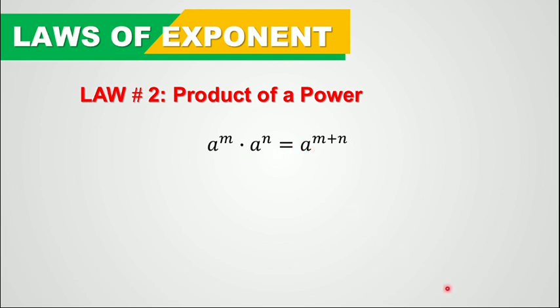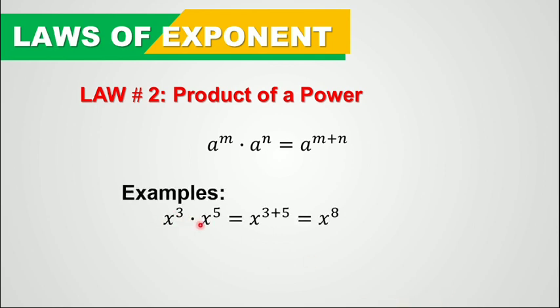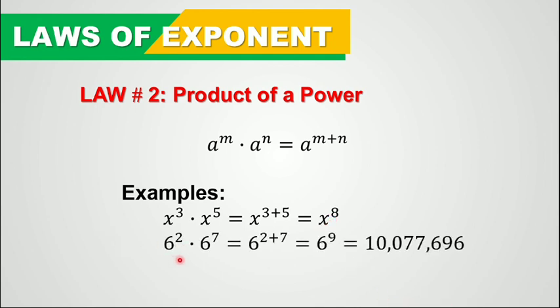So for example, x cubed times x to the power of 5, you will simply copy the variable x and then add their exponents. So 3 plus 5, that is equal to 8. Another, 6 to the power of 2 or 6 squared times 6 to the power of 7. So that is equal to, copy the base 6 and then add their exponents. So 2 plus 7, that is equal to 6 to the power of 9. So if we're going to evaluate this, this will be equal to 10,077,696.